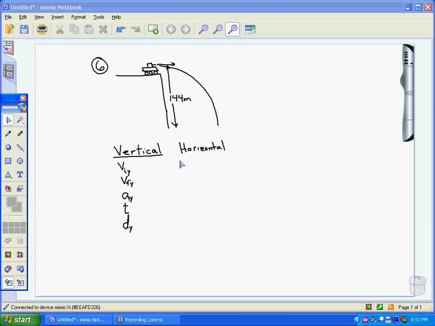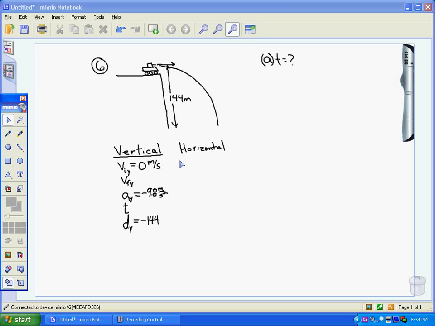So the variables we have for this one, we don't have T. As a matter of fact, in part A, we're looking for T. So for part A, we want what is the time. Our initial variables: our VIY, since it's being fired horizontally, is 0 meters per second. Our VF we don't know. Our acceleration is negative 9.8 meters per second squared. Our T is what we're trying to find. And DY, since it's going downwards, is negative 144 meters.